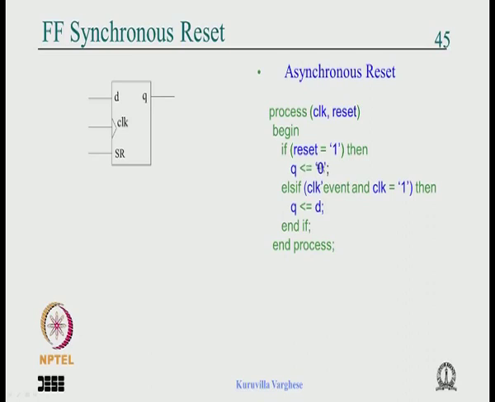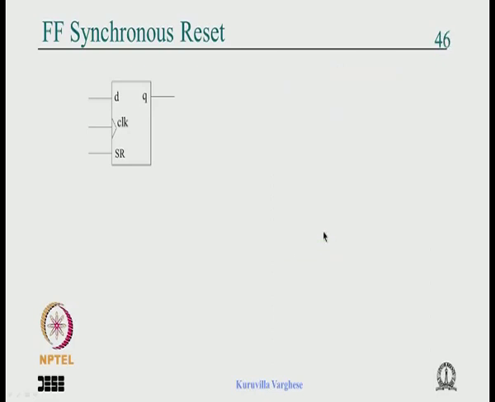Naturally, in asynchronous reset we put it before the clock event, clock equal to 1. That cannot be done here, so this is synchronous to the clock. Everything happens with respect to the clock, so the reset in the sensitivity list is not required. We also write the reset within the clock event, clock equal to 1, because it is synchronous, and we give priority to reset. So we write the reset first, then Q comes second.